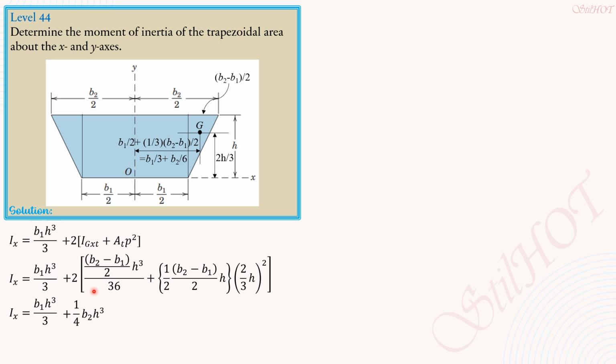Now this is 1/4 because we have b2 h cubed over 36, 1 over 36 plus this is 1 over 9 b2 h cubed times 2, so plus 2 over 9. So this 1/4 here is 1 over 36 plus 2 over 9, so 1/4 b2 h cubed. Then we have 2 times 1/2, so it's still 1. So negative b1 h cubed over 36 and negative 2 b1 h cubed over 9. So it's also negative 1/4 b1 h cubed.